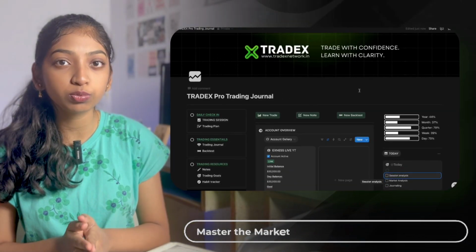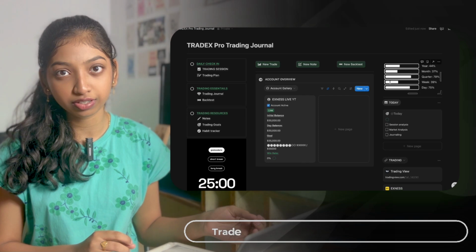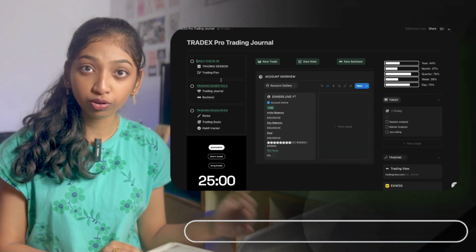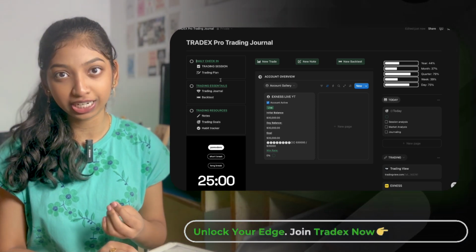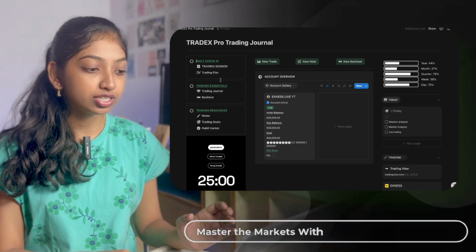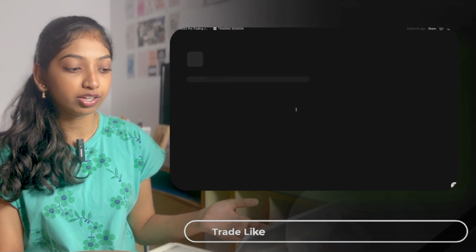So the first thing that I do before I even take a look into the charts is I open up my trading journal on Notion. So this is a Tradex Pro trading journal. This is where I track everything and organize every bit of information about my trading data. This exact journal helped me 10x my process. The first thing that I do in this dashboard, I'll maybe make a separate video in the future very soon of how to use this journal.